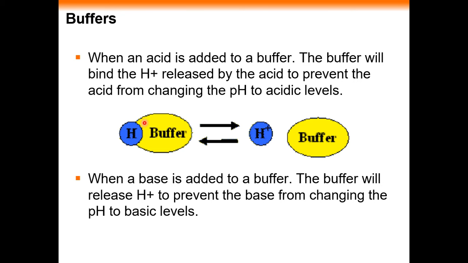Now say some buffers exist as this. You add a base to a buffer, and bases decrease the levels of hydrogen ions. So if you start adding bases, which is taking these away, the buffer's going to say, I know what to do. Since you're adding a base, I can't let the pH get basic and start going up. I need to lower it by releasing this. That way I can keep that pH the same.